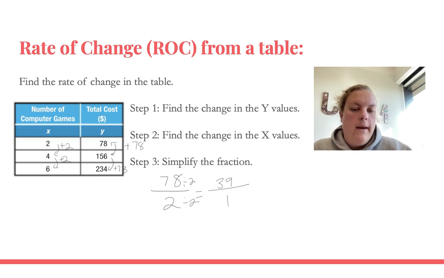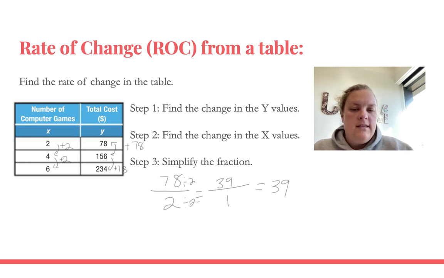39 over 1. And this is okay. You can leave it like this. You do not have to write 39 as a whole number, but you can. And the reason why I say that is because this 1 on the bottom is important here.